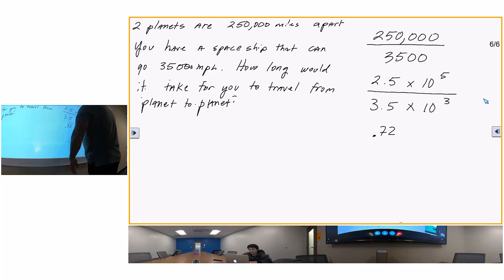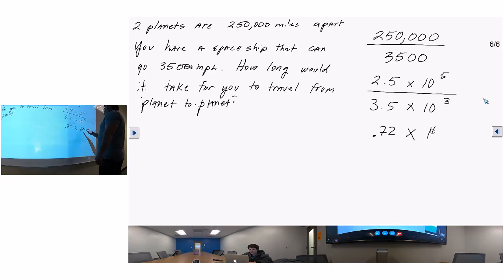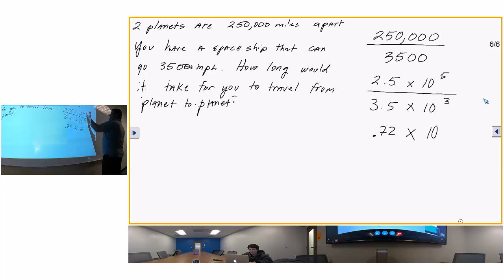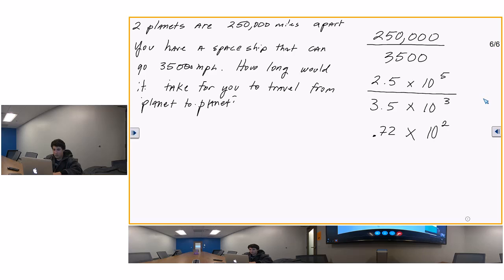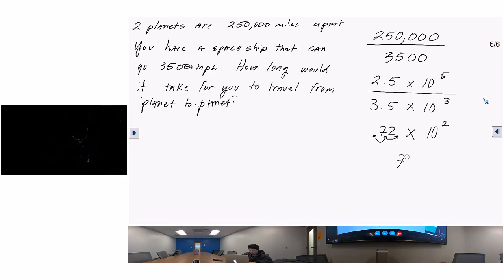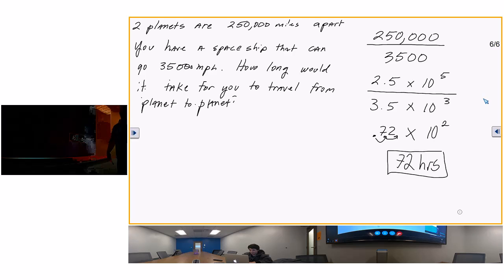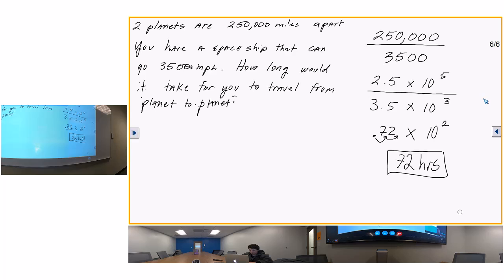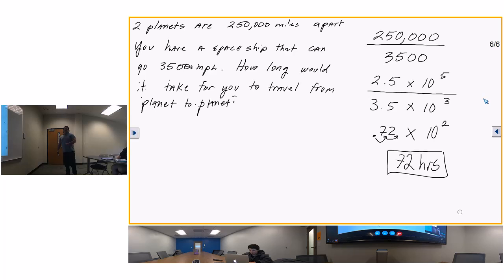Okay, 0.72, 0.71. Round it. Times 10 to the what? What is 5 minus 3? 2. So 72, move 2 places, 72 hours to go from planet A to planet B.